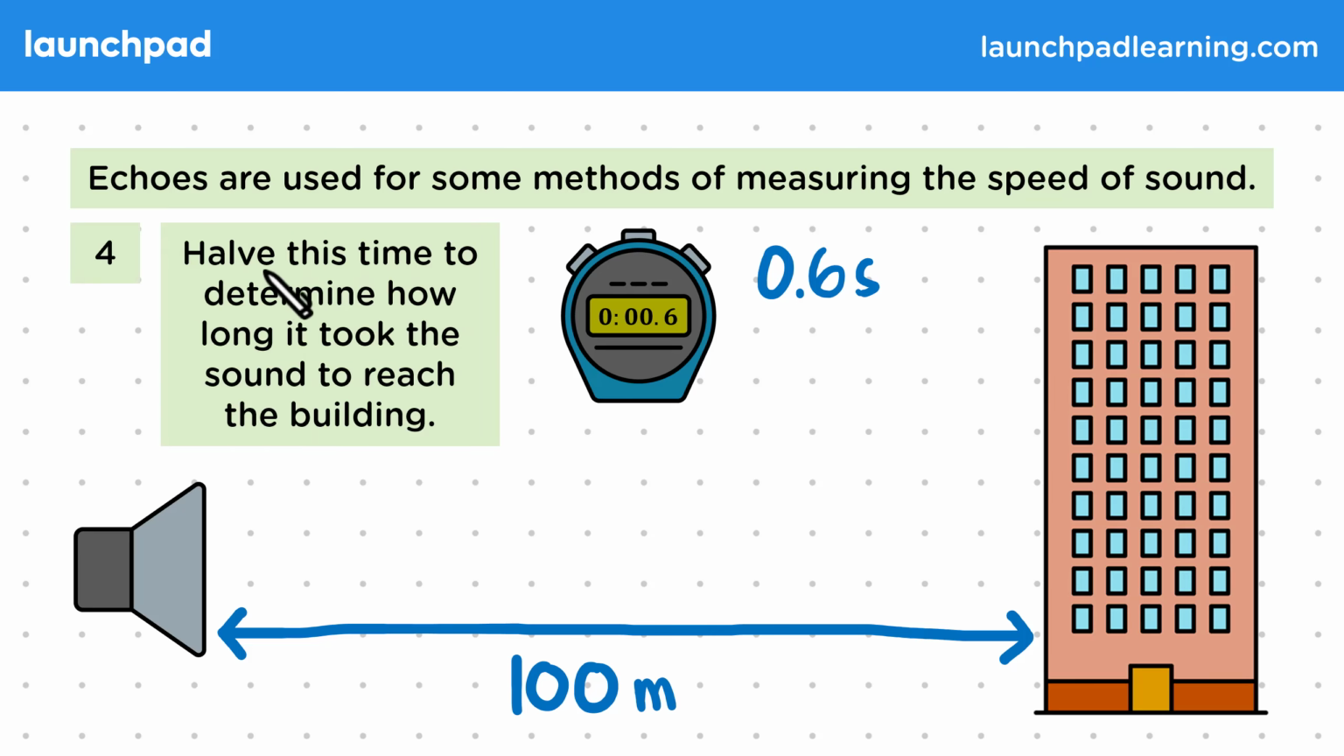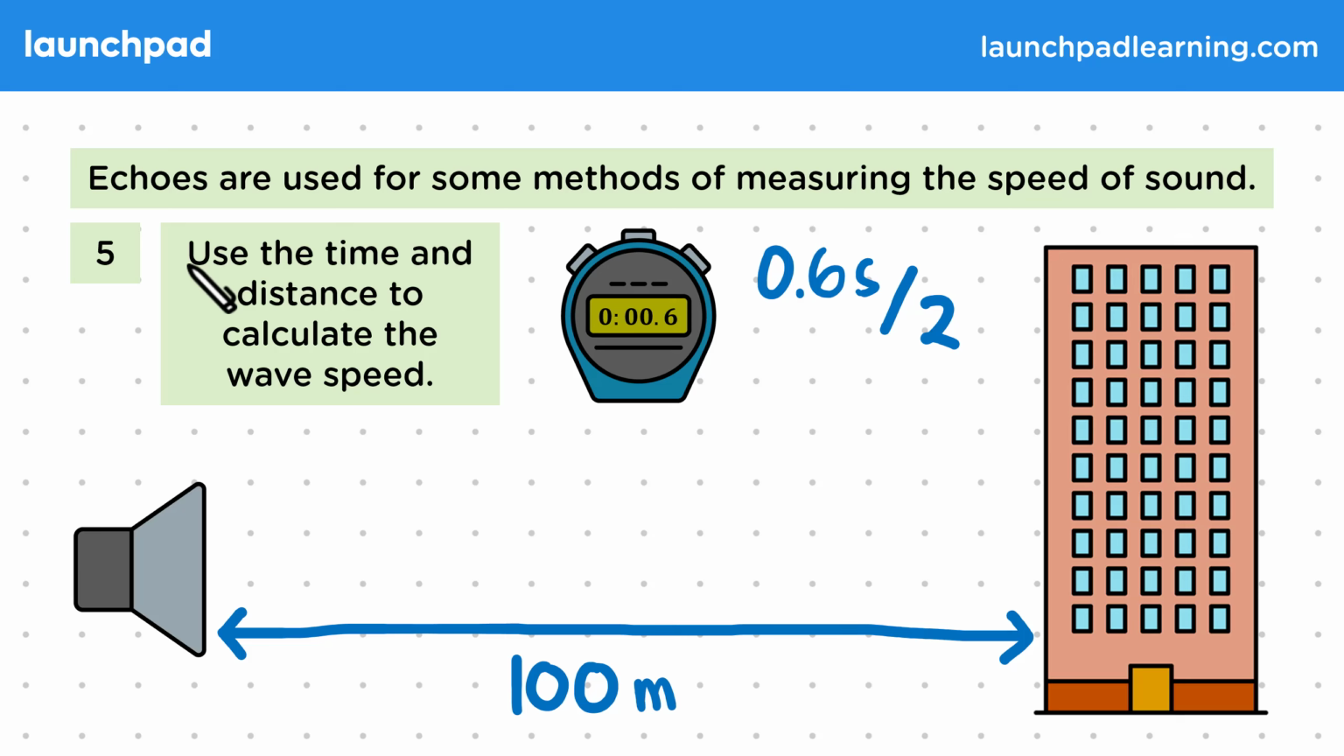So in step 4, halve this time to determine how long it took the sound to reach the building. Remember that our sound wave first travelled from us to the building, then from the building back to us. Since it travelled at the same speed both ways, we can halve our measured time to determine how long it took to travel the 100 metres to the building. This would be 0.3 seconds.